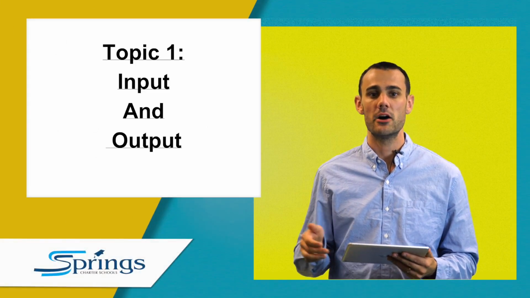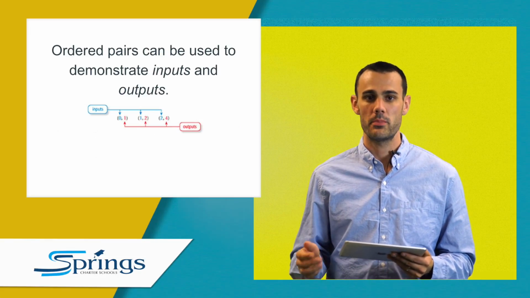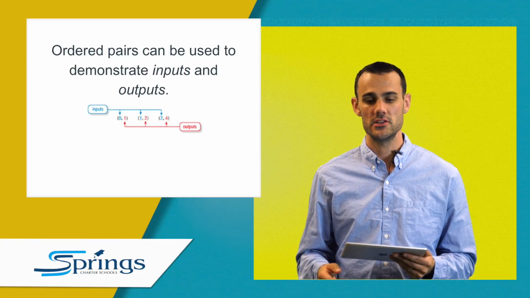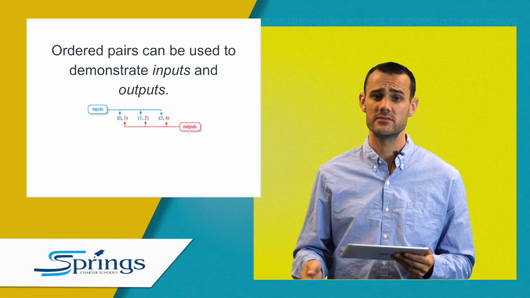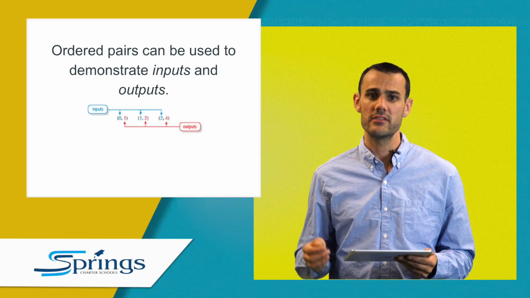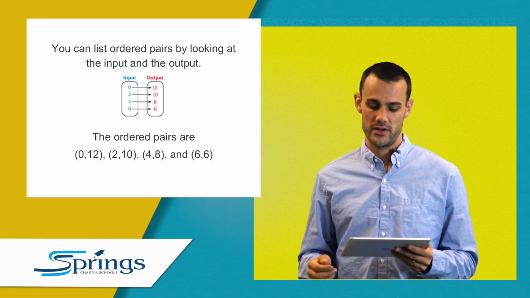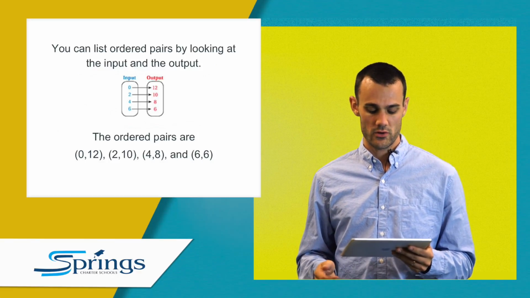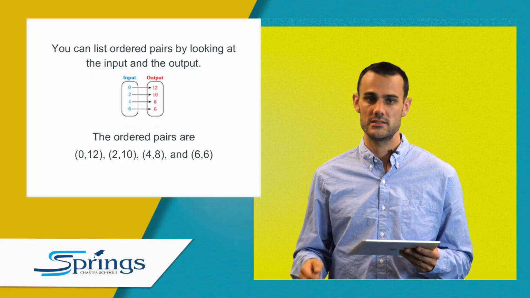The very first topic we talked about in Chapter 9 was input and output tables. When you have an input and an output table, you can actually use that information and turn it into coordinates. And that's what it's showing you here. In blue, we have the inputs, or the x value. And in red, we have the outputs, or the y value. You can list ordered pairs by looking at input and output charts. So here we have the ordered pairs 0, 12, 2, 10, 4, 8, and 6, 6.